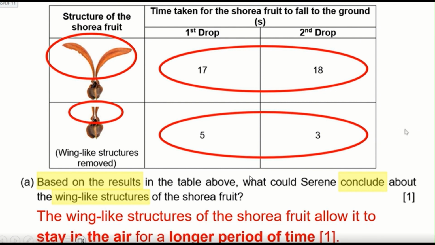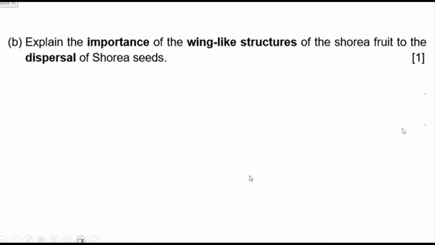Let us move on to part B of question 18. Part B wants us to explain the importance of the wing-like structures of the shora fruit to the dispersal of the shora seeds. They want us to explain how important this wing-like structure is to help the shora seeds in their dispersal method.